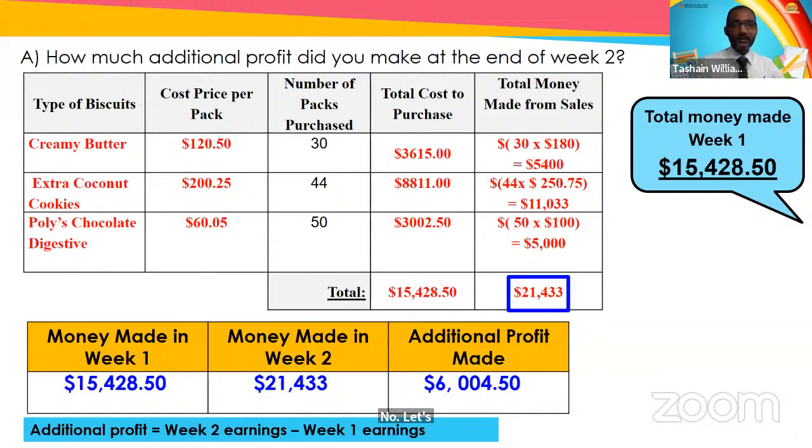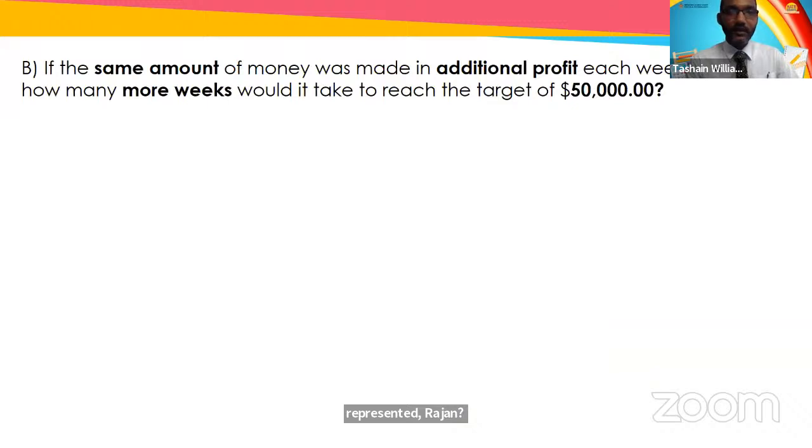Now, let's see the earnings. If you said the profit is $6,004.50, you are correct, Rajan. Rajan, big up yourself, man. Which school are you representing, Rajan? Big up yourself and big up your school. Good going.